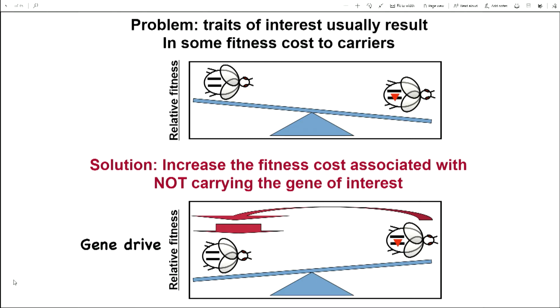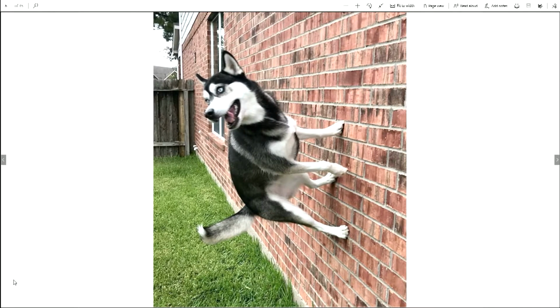So that seems a bit like magic, and it seems like it shouldn't be possible. But what I'm going to tell you is that this is all just a series of genetic tricks that in fact nature uses all the time.